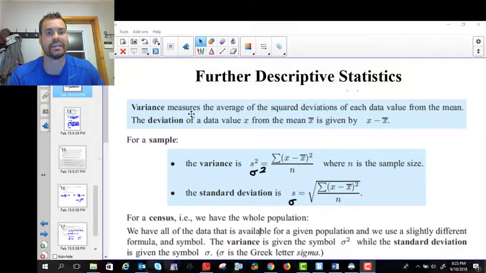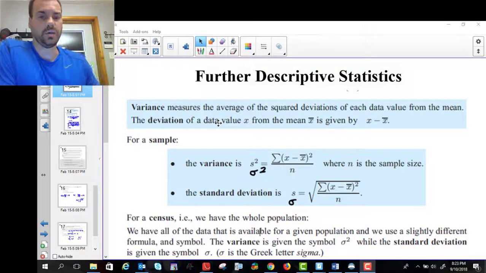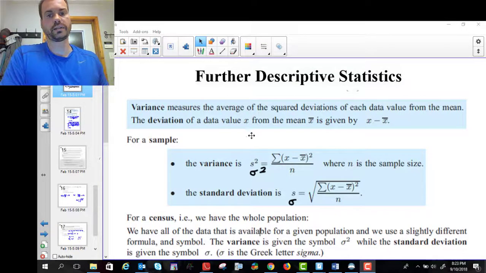All right, last thing we're going to talk about when it comes to descriptive statistics before we move on to other things is the variance or the standard deviation. We talked about this a little bit in class, if you were in class and you remember, but just to have a video for it on our Google Classroom for those of you that might not have been there. The variance really just measures the average of the squared deviation.